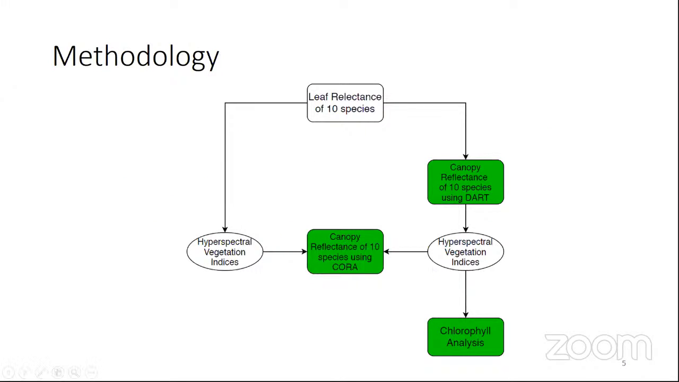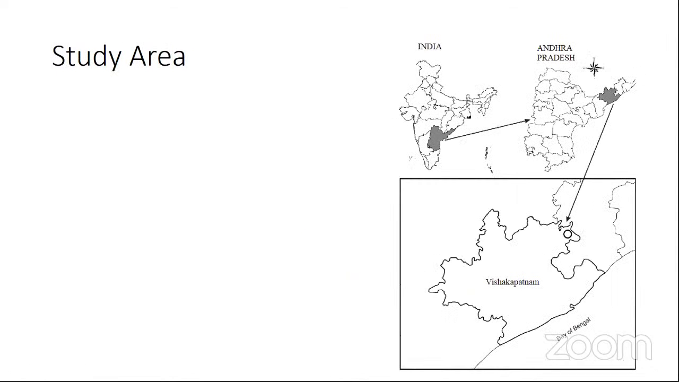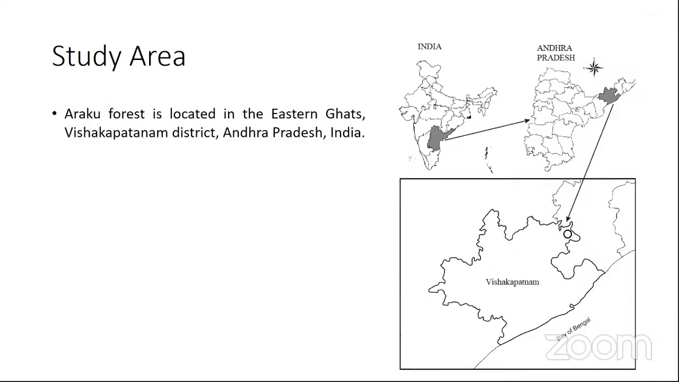This is the methodology. We have leaf reflectance of 10 species from the field. We will upscale that to canopy reflectance using DART, and we will find out hyperspectral indices of that canopy reflectance. We will also find out hyperspectral indices of the field study. Using these two hyperspectral indices, we will find out another canopy reflectance, and using these indices, we will analyze the chlorophyll content in those species. The study area is Araku Forest. It is located in the Eastern Ghats of the Visakhapatnam district of Andhra Pradesh state in India. As you can see here, this circle is the study area.